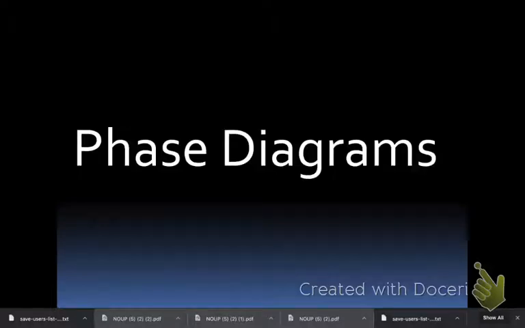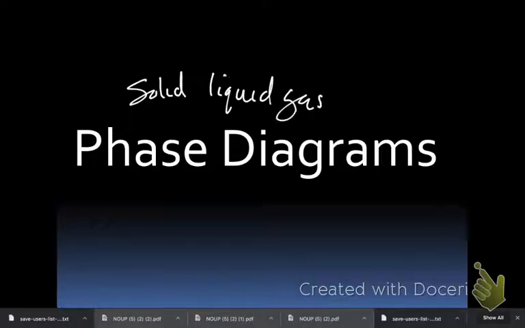Now we know what the phases of matter represent. We have those three phases: the solid, the liquid, and the gas. And we know what it takes to get into each one of those phases. What we're going to look at next is something called a phase diagram.